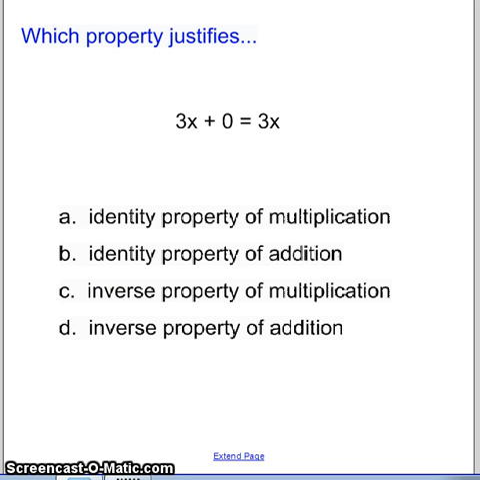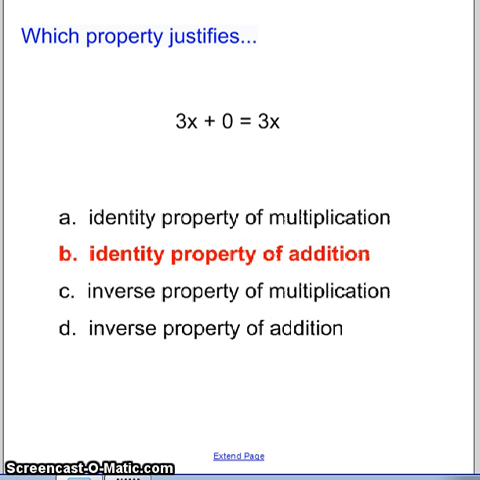Here we have 3x plus 0 equals 3x. Well, we started with what we ended with, and we added a 0, so this one is going to be another identity. It's the identity property of addition. When you add 0 to anything, you get what you started with.